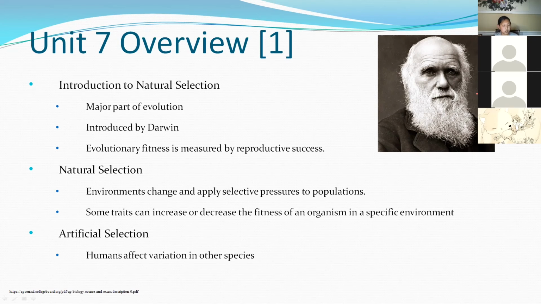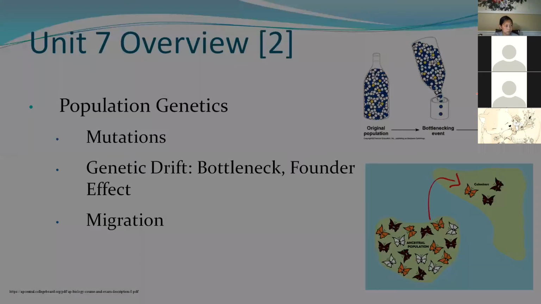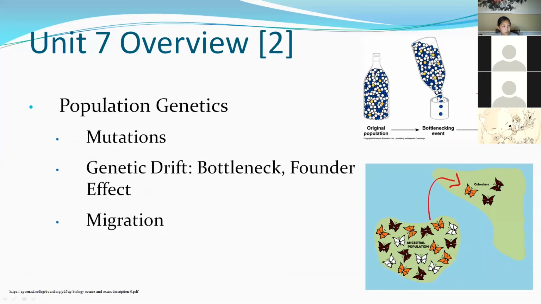Artificial selection is basically humans doing all this natural stuff, like humans playing God. Then there's population genetics, which is mutations, genetic drift, and migration. Genetic drift is basically how a big event or some sort of event can change the population of somewhere.